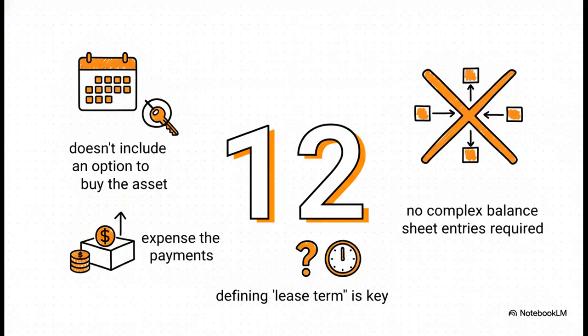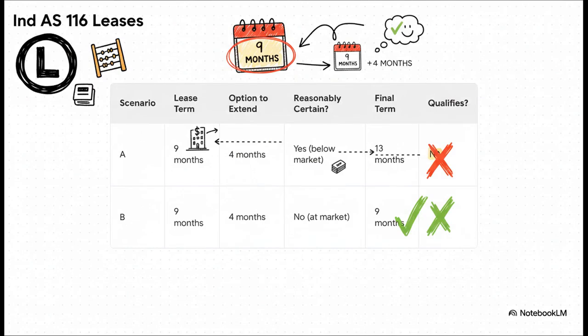First up is the short-term lease. It's pretty straightforward. If the lease term is 12 months or less, and it doesn't include an option to buy the asset, you can usually just expense the payments. No need for complex balance sheet entries. But as we're about to see, defining that lease term is everything. This table shows exactly how it works.